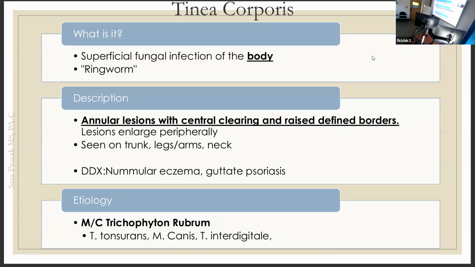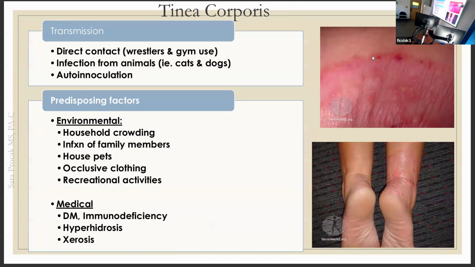This also goes by the name of ringworm, which I think is the common name most people are familiar with. The etiology is going to be Trichophyton rubrum, most commonly. Transmission is by direct contact. We see this oftentimes with wrestlers because of the nature of the sport, they end up in very close contact with one another, and they spread it that way. Gym use, you can pick it up from the environment from using gym equipment. Also occlusive clothing can trap moisture and heat and create the warm environment for fungus to thrive.